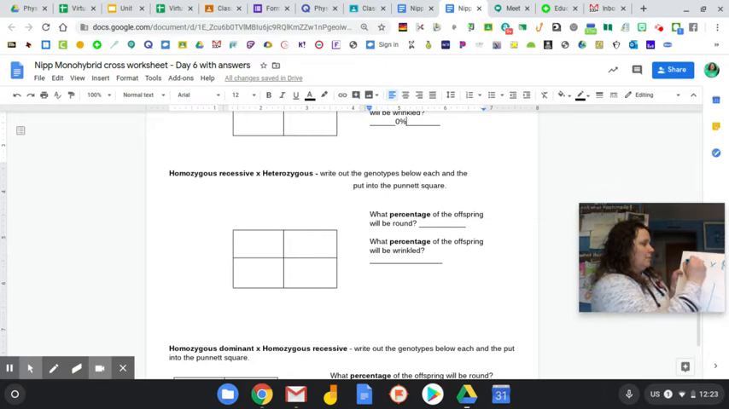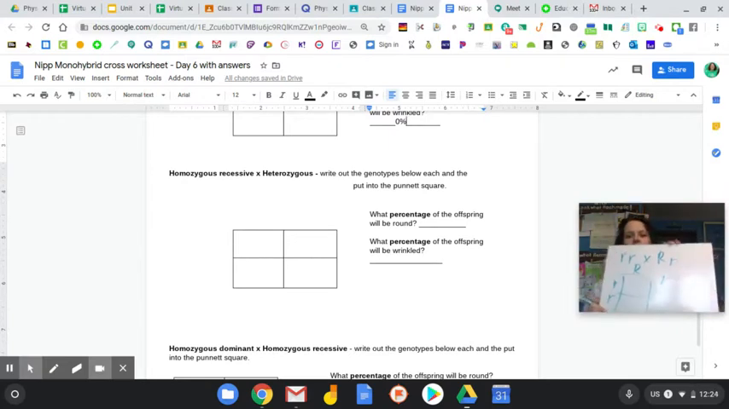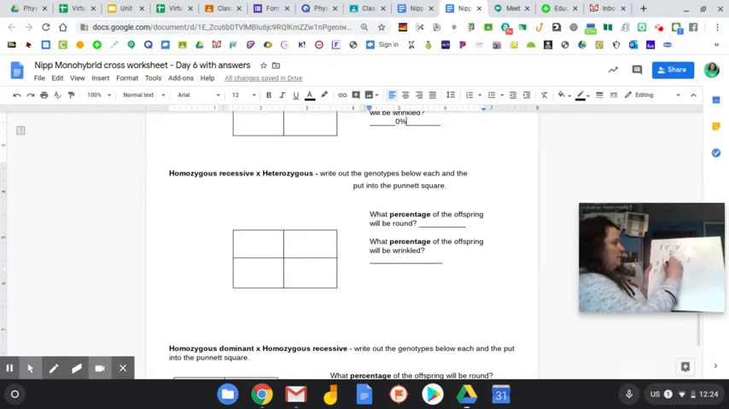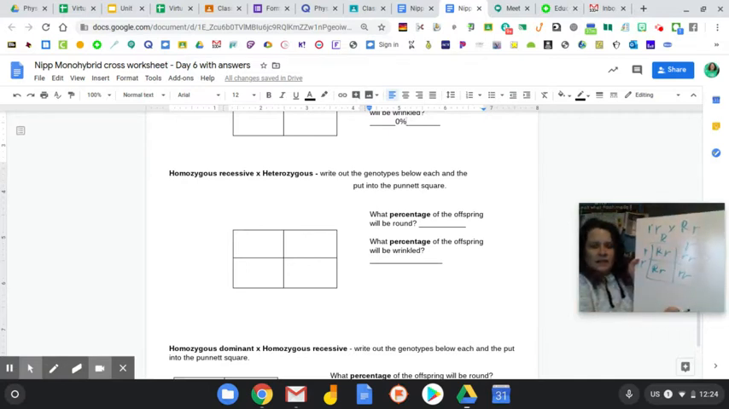Big R, little r. Plug that into the Punnett square. Doesn't matter if I put the little r's here or here. No, it doesn't. I'm going to put it here this time. Big R, little r, right here. So it looks like this. And then I'm just going to fill it in. And this is the Punnett square for that.